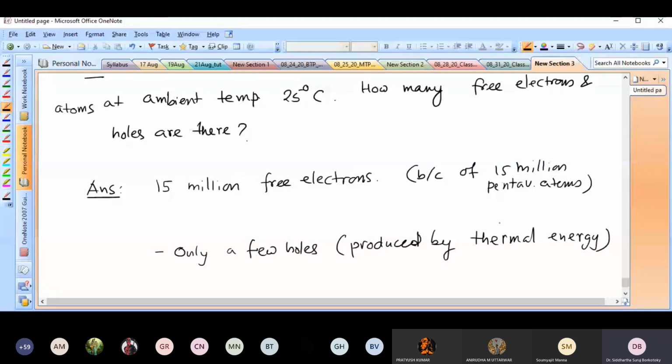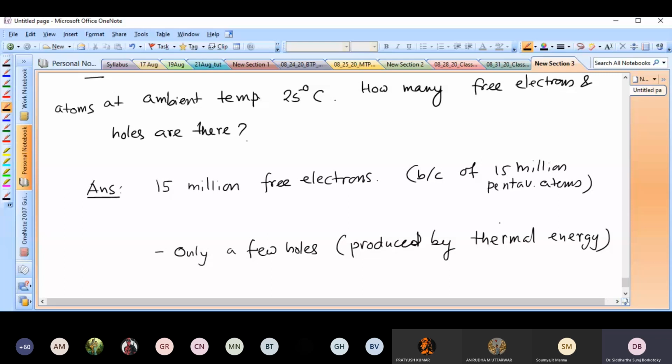So these 15 million are created by the doping process, and then there will be a few more created by thermal energy by knocking off electrons. That is the situation with free electrons here, and the situation with holes is such that there are very few holes. Why? Because we are dealing with room temperature. There are hardly any holes being produced by thermal energy. So this is how you can control the amount of free electrons you want in a crystal.